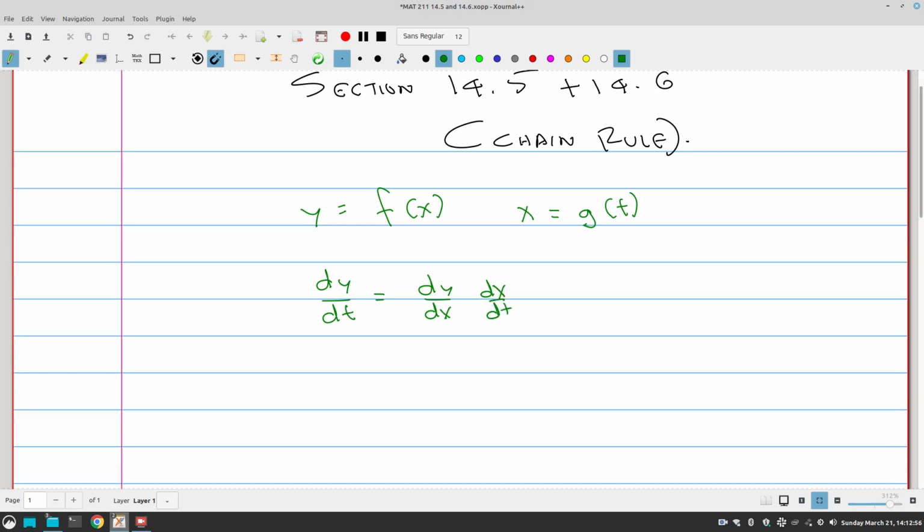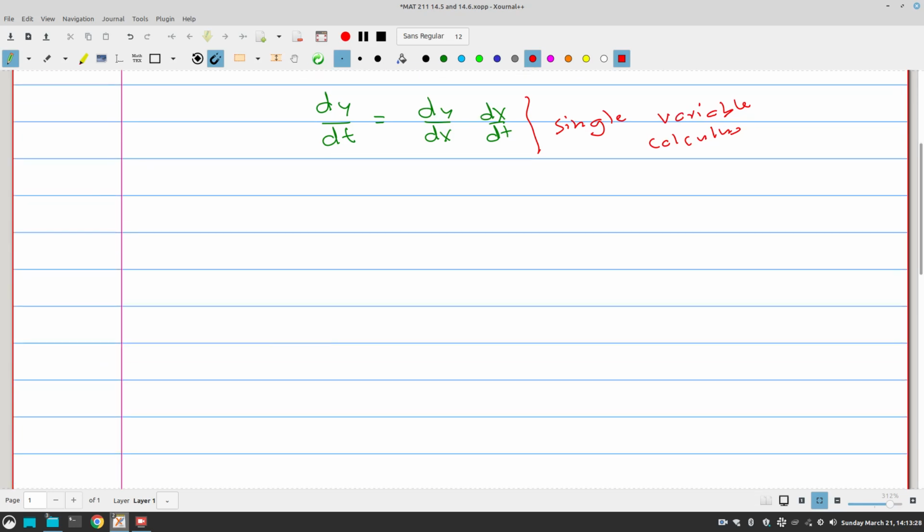Now, this is in single variable calculus. It is almost as if you can treat the derivatives like fractions. You can think of the dx and the dx cancelling out and giving you dy over dt. They're not fractions, but it is almost as if you can treat them as fractions. Now what we'll do is we will look at the chain rule in multivariable calculus.